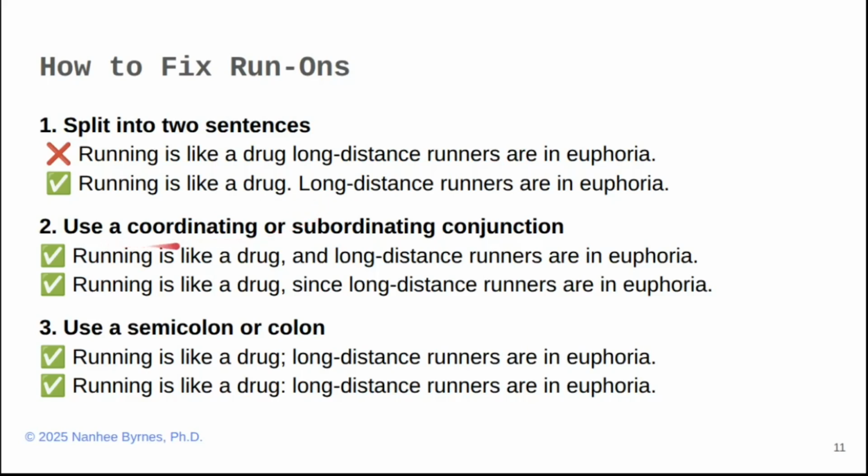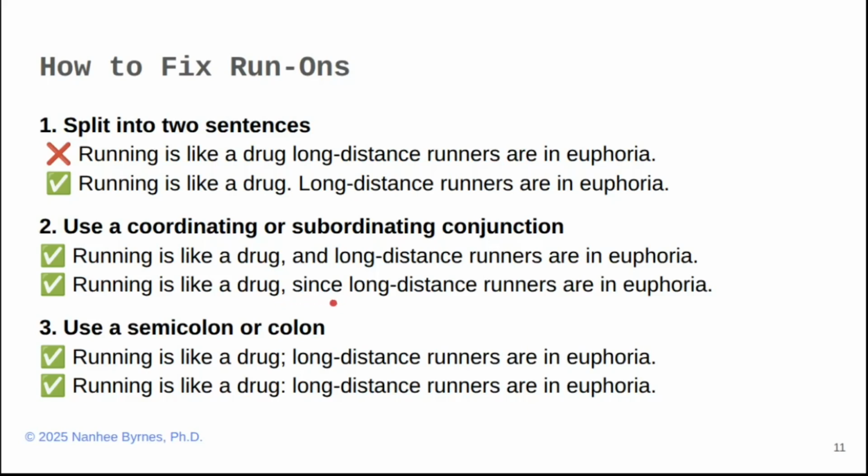2. Use a coordinating conjunction or subordinating conjunction. Coordinating conjunctions include words like and, but, so, or, yet, nor, for. These allow you to connect ideas smoothly. Correct with coordinating, running is like a drug and long-distance runners are in euphoria. Correct with subordinating, since running is like a drug, long-distance runners are in euphoria.